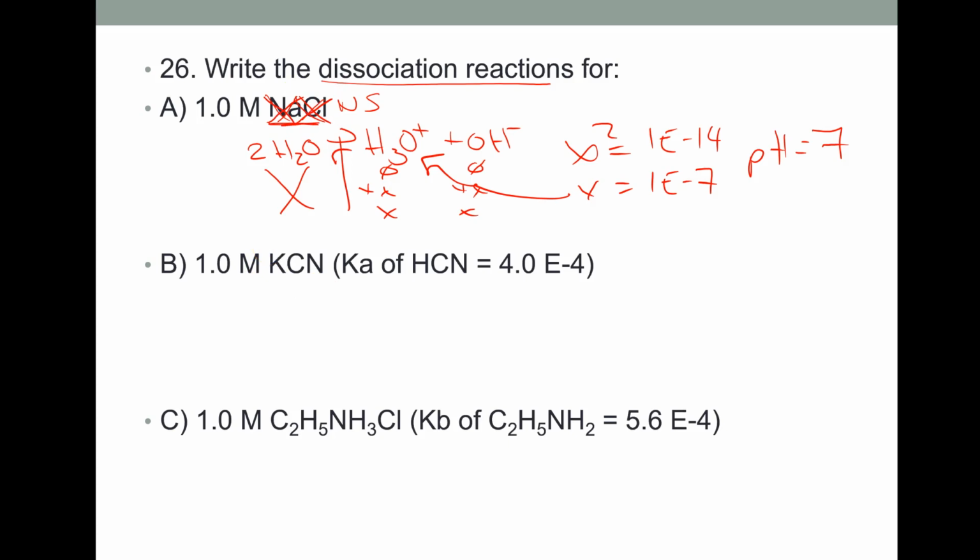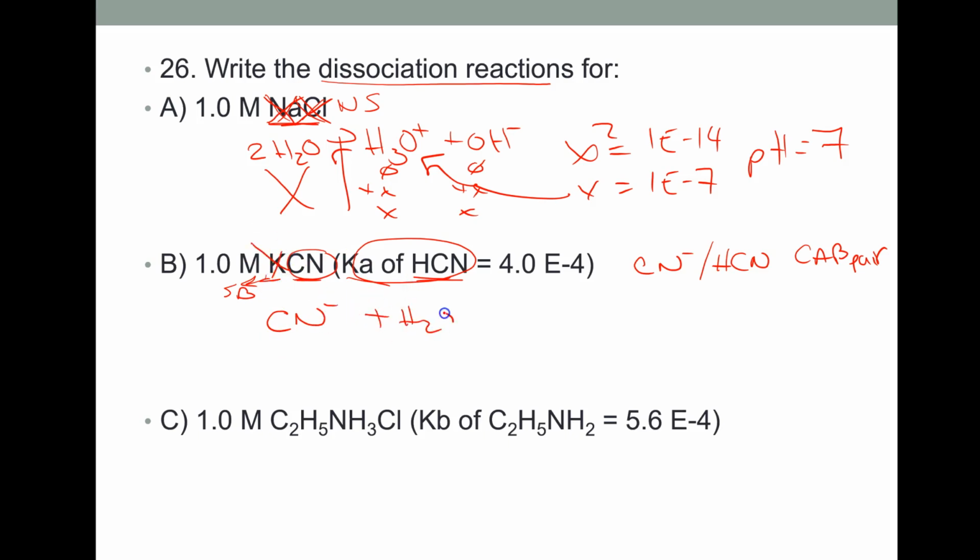KCN. All right, look back at your chart. See if you can identify what kind of a salt it is. It starts with a metal, K. That is a strong base, KOH, and then CN. And if you look at this one, CN minus and HCN are a conjugate acid-base pair. Difference between them is 1 H plus. If this is the acid, this must be the base. So the reaction is CN minus, get rid of the K because it's a spectator from a strong base, add it to water.